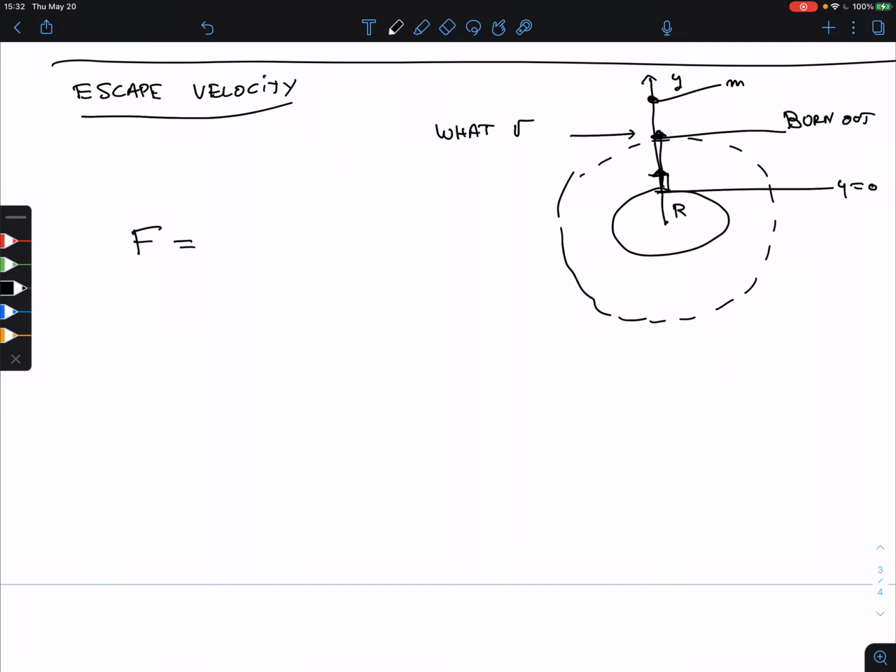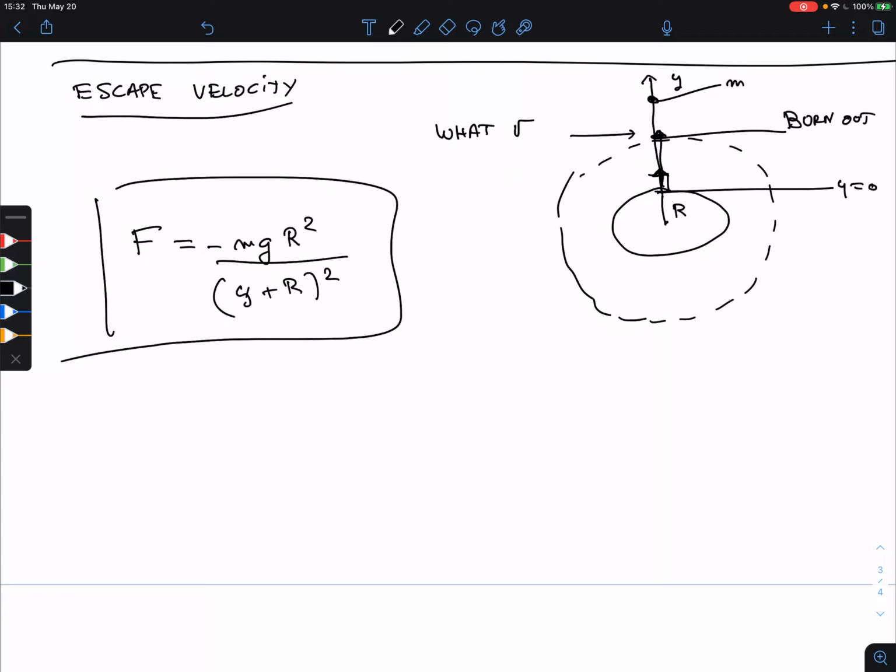Okay, so what is the formula? I'm just going to write it down here: mg R squared divided by (y plus R) squared. And it is a negative force because of course it is still pulling us down. We're trying to get away from it. This is what it does. I'm not a physicist. This is not a physics class, so I'm not going to tell you exactly where this comes from. This is what I'm telling you.